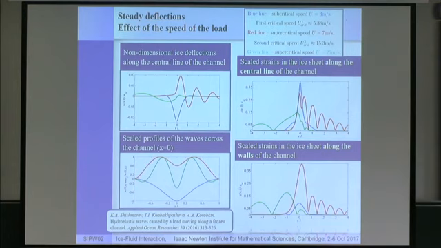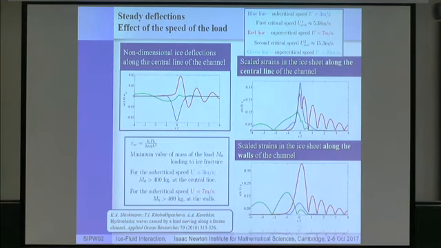And here are results for the strains near the center of the channel and near the walls of the channel. And we can see for the case of 7 meters per second that the strains near the walls are higher than the strains near the channel center, under the load.